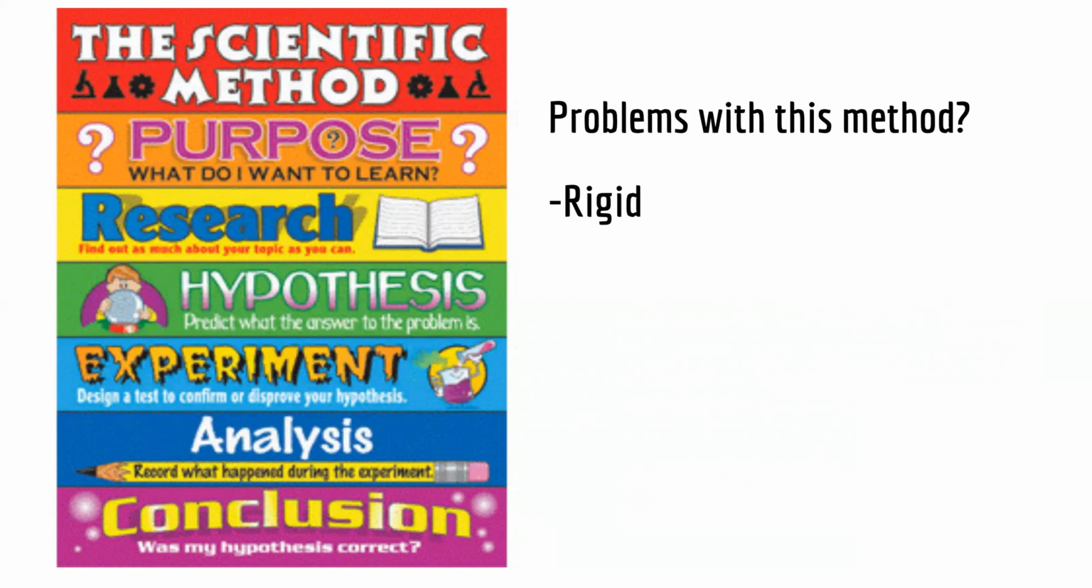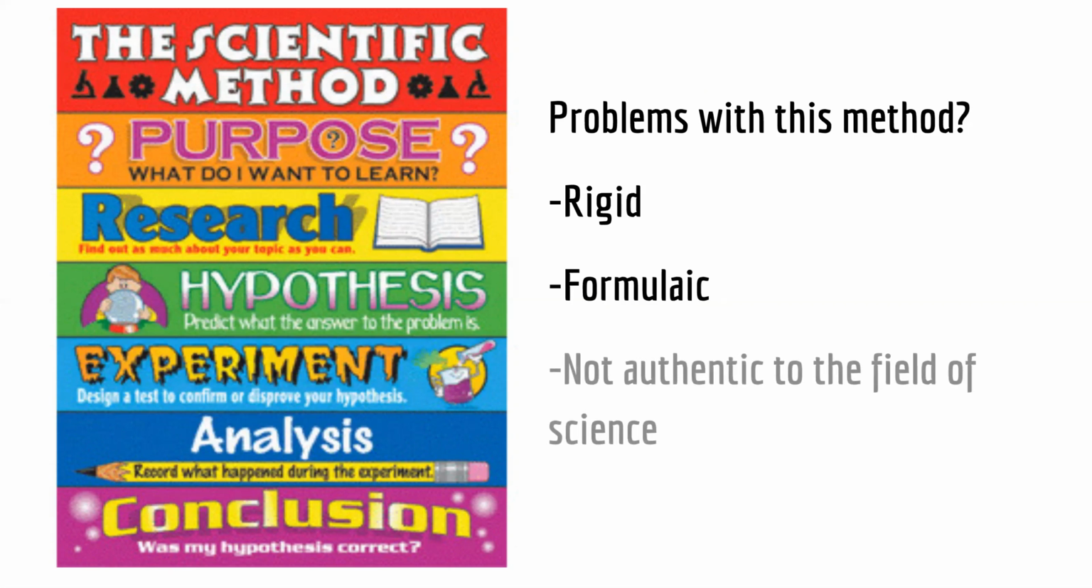So the problems that we see with this method, and that scientists honestly have been seeing with this method for years, is that the method is very rigid. It's lockstep. You find out your purpose, and then you research it, and then you propose a hypothesis, and then it's very formulaic. This is what you do every time you do an experiment. You follow this. And so what we know to be true and what scientists will say is it's not authentic to the field of science.